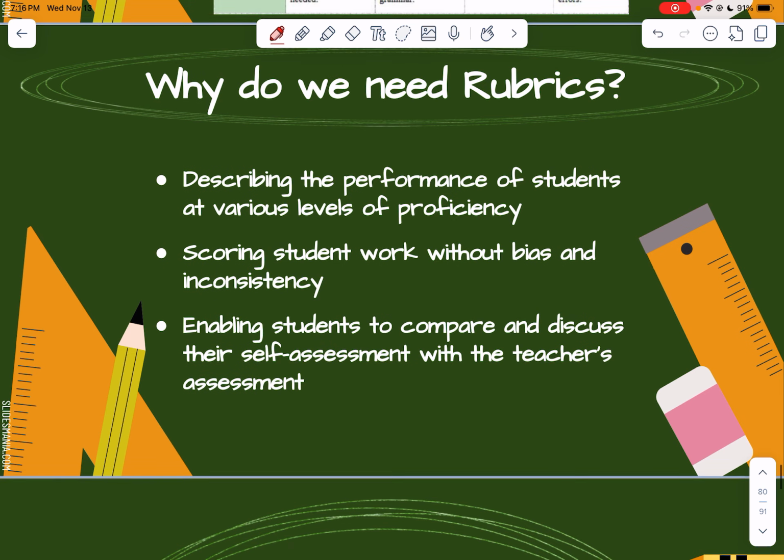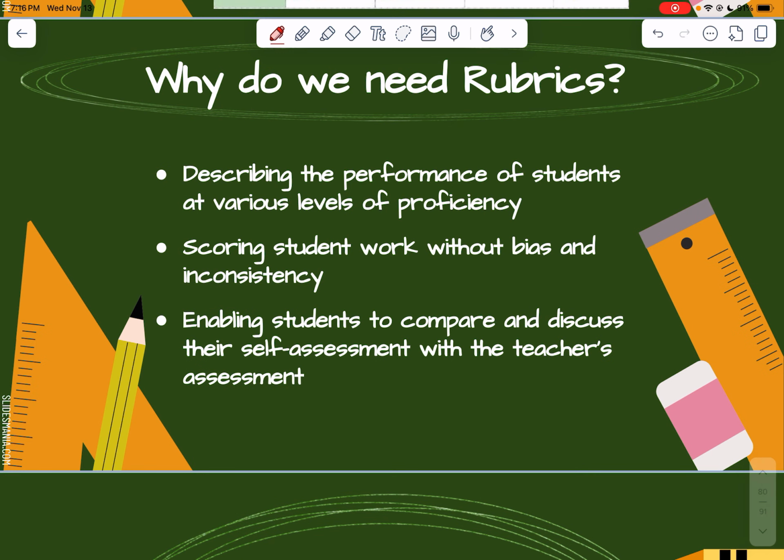And so why exactly do we need these rubrics? Describing the performance of students at various levels of proficiency is one of the main reasons. It also helps score students' work without any bias or inconsistency. Sometimes we inadvertently might show favoritism to a student over another and just give them a different grade, not even necessarily realizing that we're giving them a better grade or a worse grade just because of who they are. And so with a rubric, it standardizes everything.